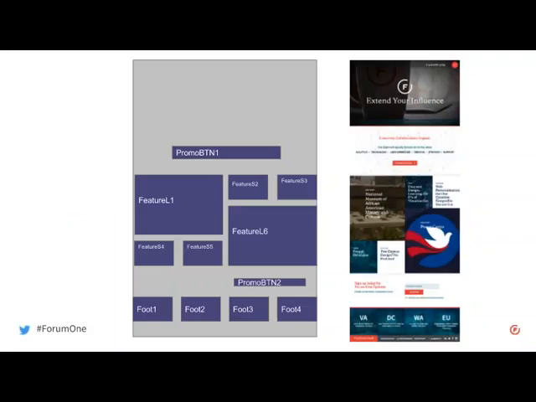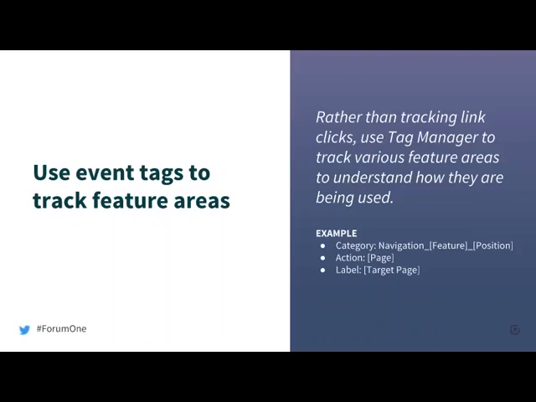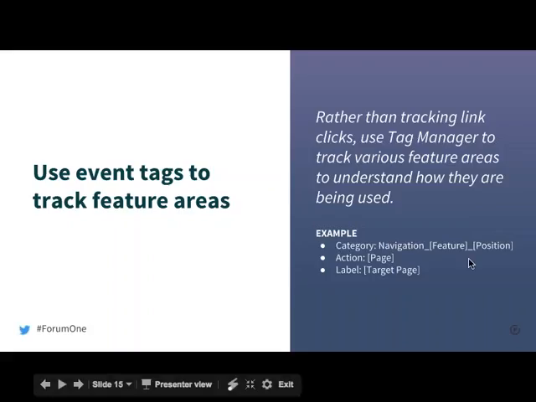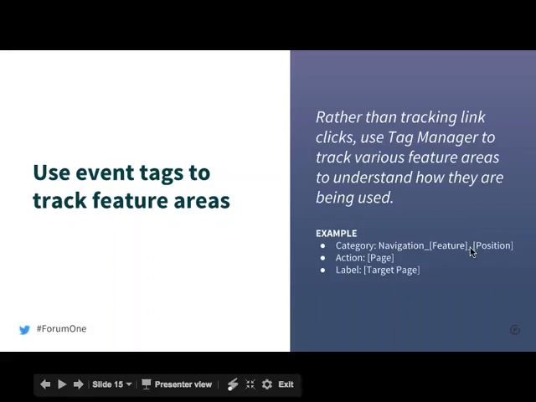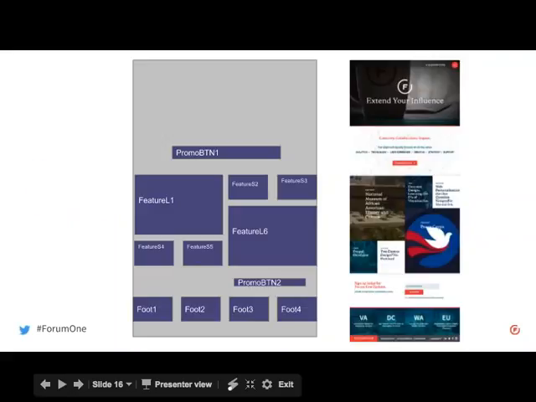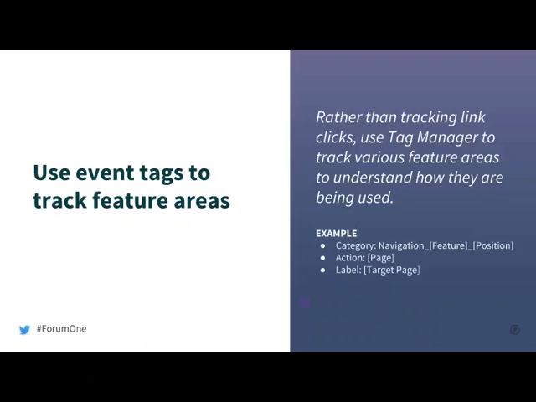Let's take a look, for this instance, at the Forum 1 page. The way that we tag it, I'm going to show up here in this example. This is for the advanced users: each event has category, action, and label metadata. You can see here with the brackets, those are dynamic pieces. Your category would be called navigation, plus the name of your feature and what position it was sitting in. Your action would be the page that it happened on, and your label would be the page that it's going to.